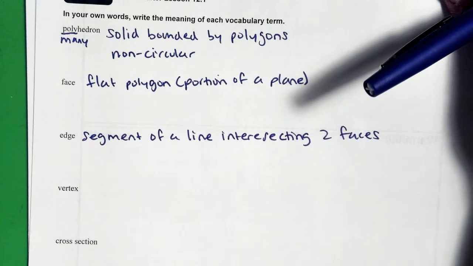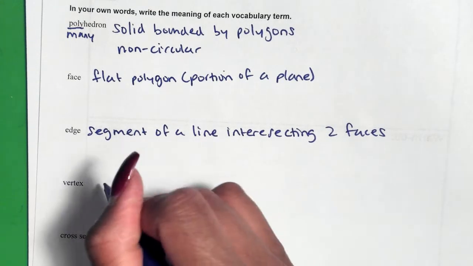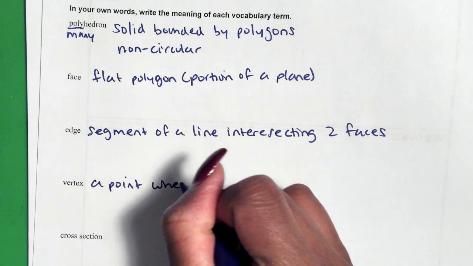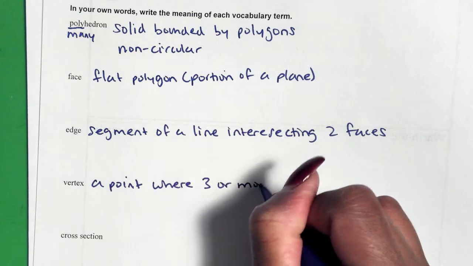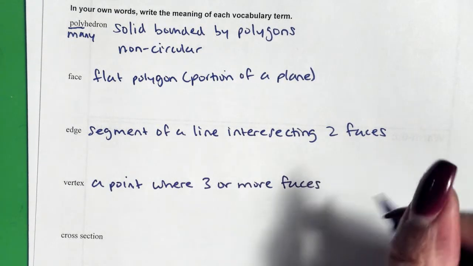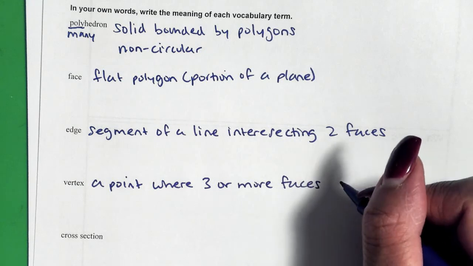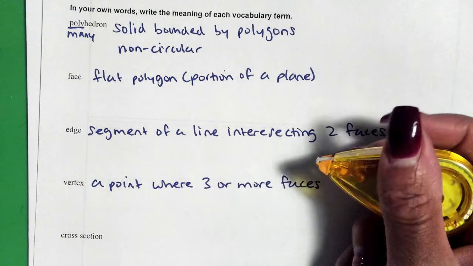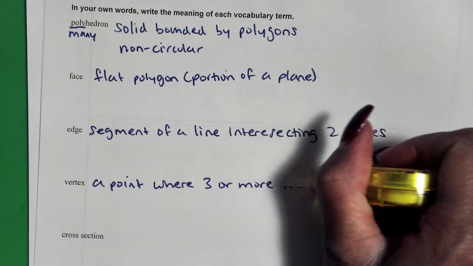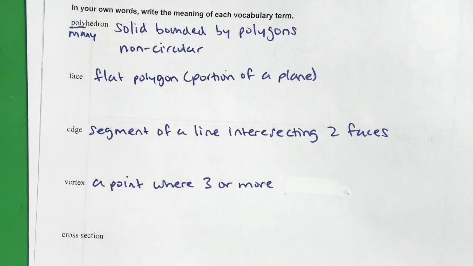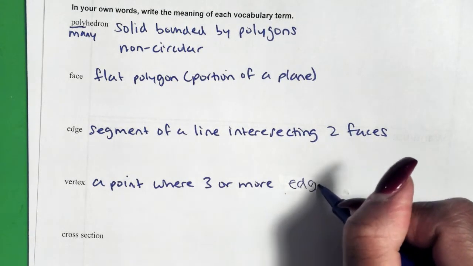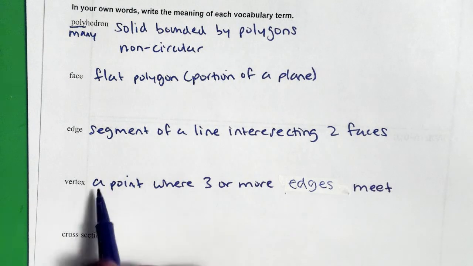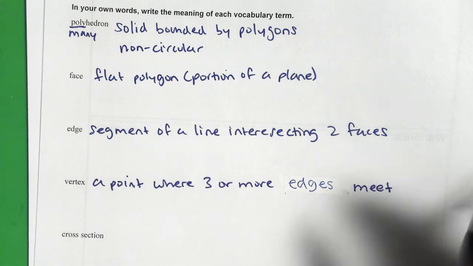very sharp. Our next vocabulary term is a vertex, and that is a point where three or more edges meet. Pardon the whiteout. So a vertex is a point where three or more edges meet.